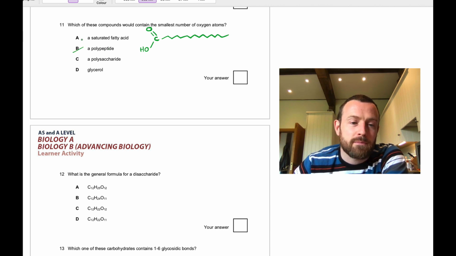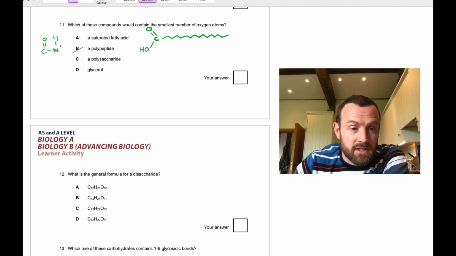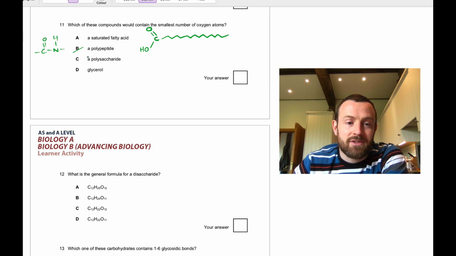Because remember, in the polypeptide, you've got that peptide bond, which occurs multiple times, which looks like this, and it just goes on and on and on. So there's lots of oxygens in the polypeptide. Polysaccharide, again, that's a carbohydrate. There's loads, hundreds and hundreds of thousands of oxygen atoms.